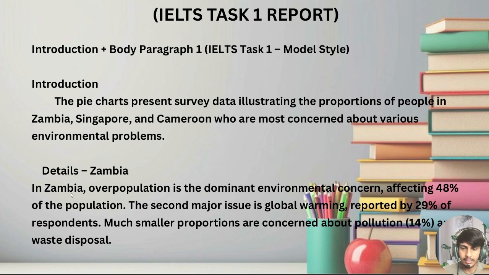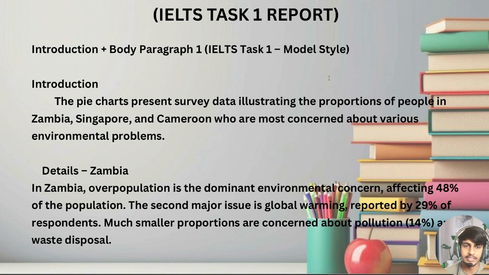Now we move to the details, body paragraph 1. In Zambia, overall population is the dominant environmental concern affecting 48% of the population. The second major issue is global warming, reported by 29% of respondents. A much smaller proportion are concerned about population, 14%, and waste disposal.